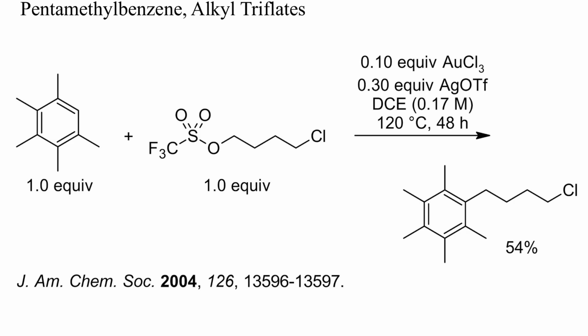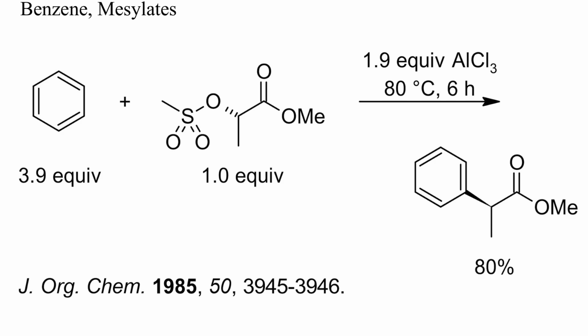This suggests that if an arene is sufficiently nucleophilic, alkylations with primary alkyl halides or sulfonates might proceed without formation of a carbocation, and thus without rearrangement. With the mesylate of methyl lactate and 2 equivalents of aluminum chloride, again no free carbocation was formed, and the alkylation of benzene proceeded with clean inversion of configuration.